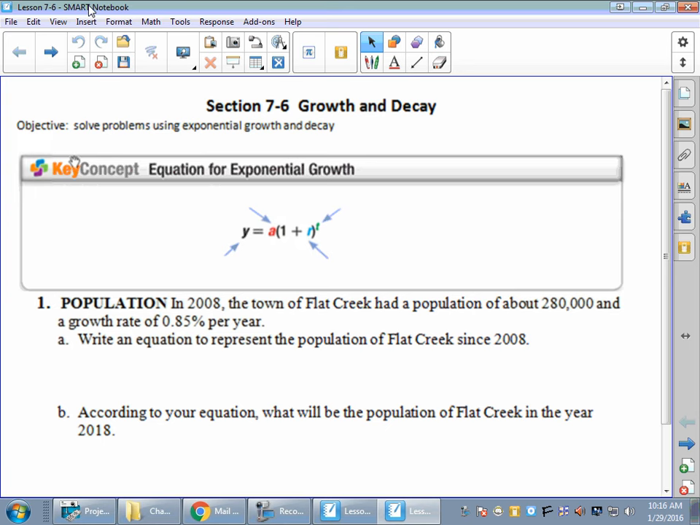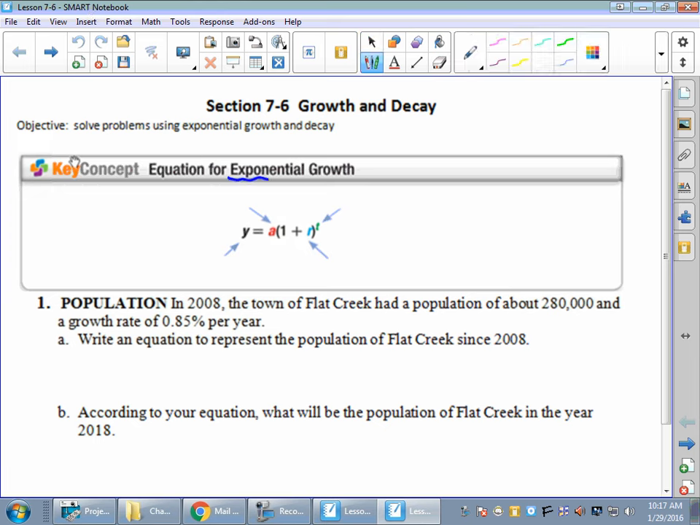So really what I've got for you for 7.6, we're going to use formulas. In 7.5 we graphed exponential growth and exponential decay, and now we're going to use formulas to actually figure out some word problems. So I've got 3 equations and 3 examples. So let's start off with exponential growth.